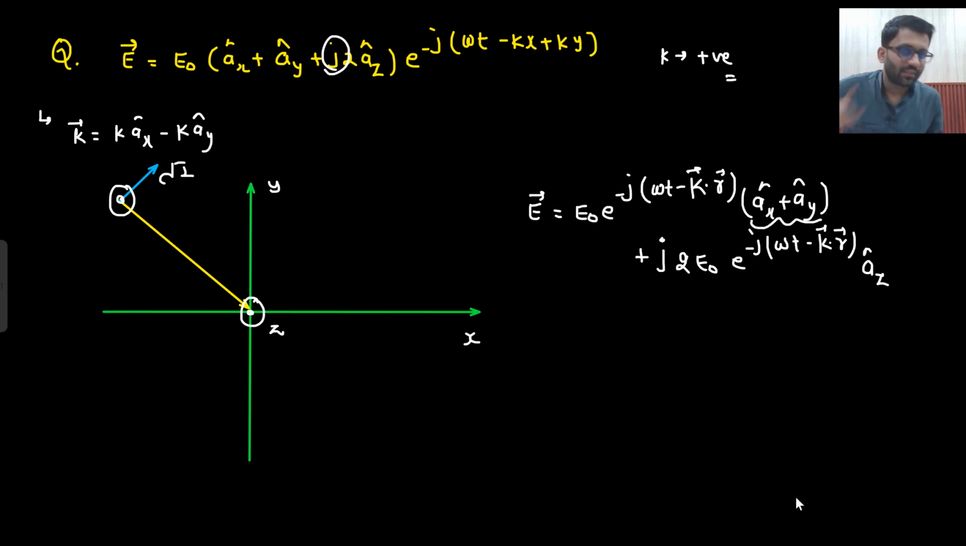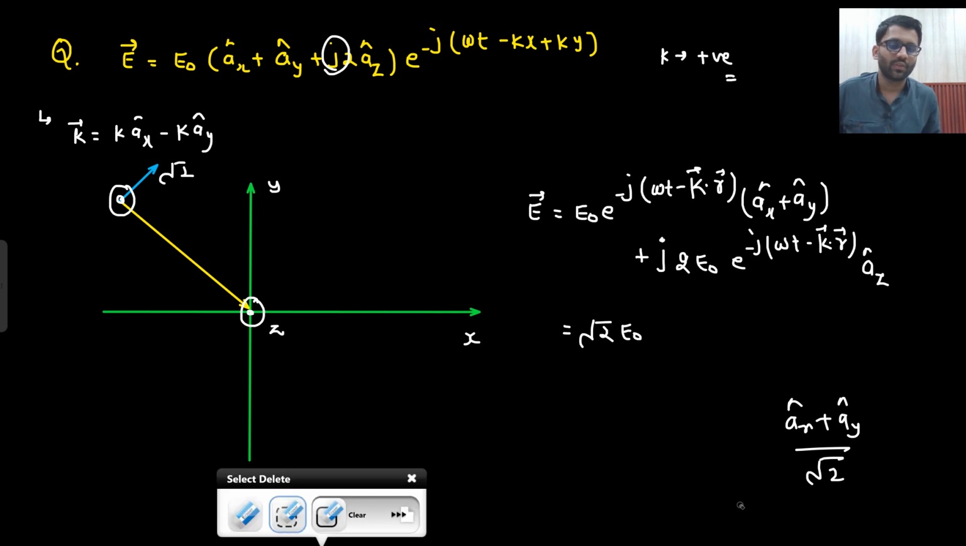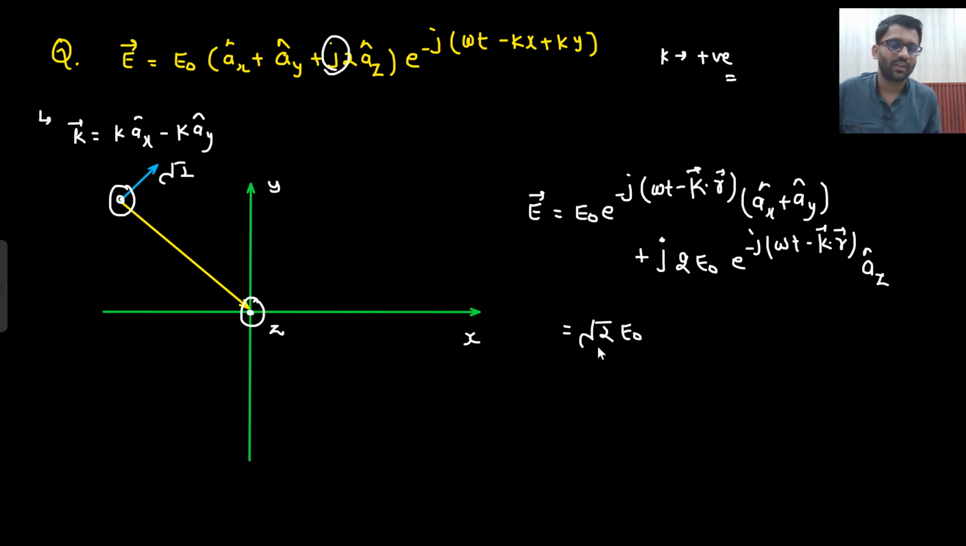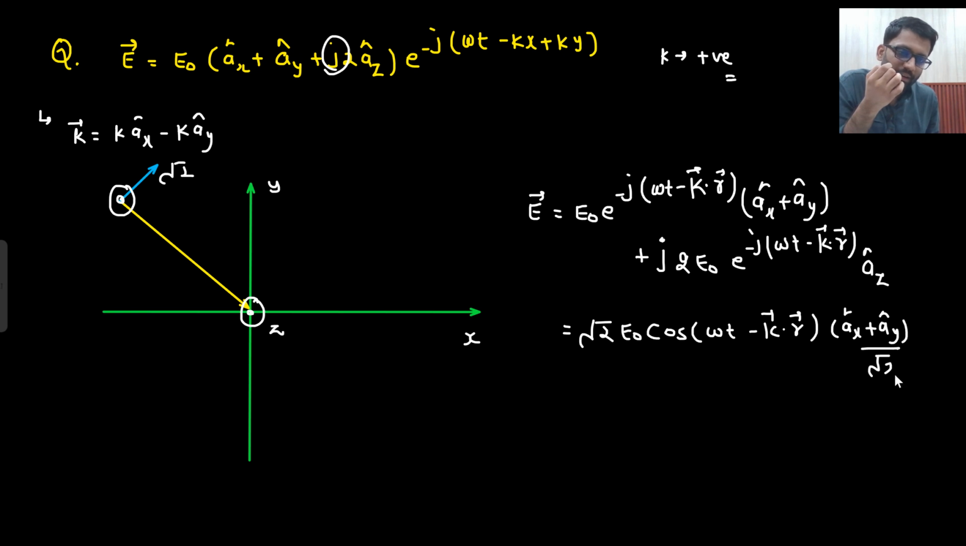So this is not the direction. For direction it has to be a unit vector. So I will multiply with root 2 and divide with root 2. How would you write the unit vector? ax cap plus ay cap, you need to divide by its magnitude, so that would be root 2. If I am dividing by root 2, I will have to multiply by root 2 as well. So root 2 E naught cos omega t minus k dot r, ax cap plus ay cap divided by root 2, plus 2 E naught cos omega t minus k dot r.